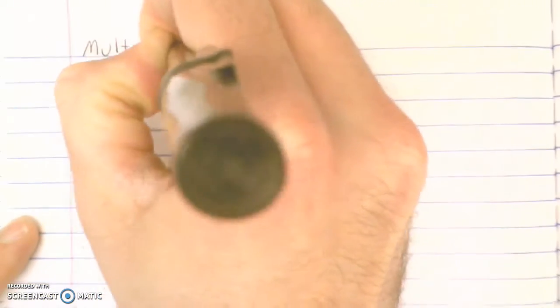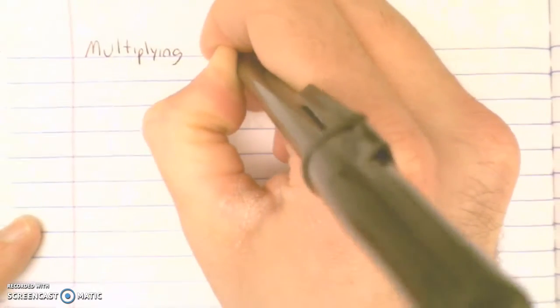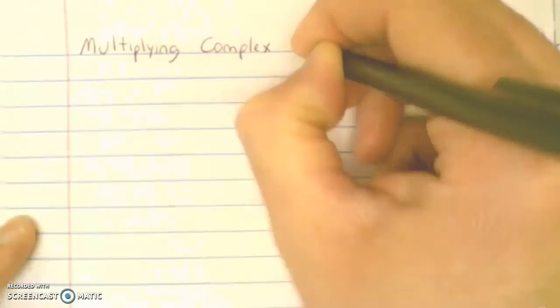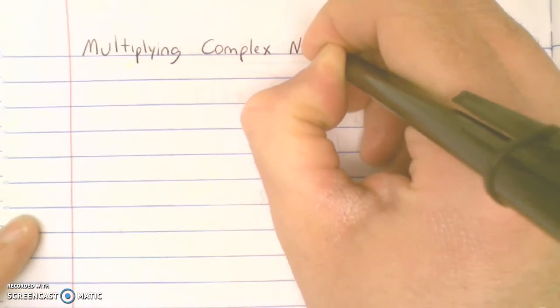Today we're going to continue looking at completing operations with imaginary numbers. Yesterday we practiced adding and subtracting. Today we're going to look at multiplying complex numbers. Please put today's date in the top corner of your notebook, and then the title of today's notes will be Multiplying Complex Numbers.